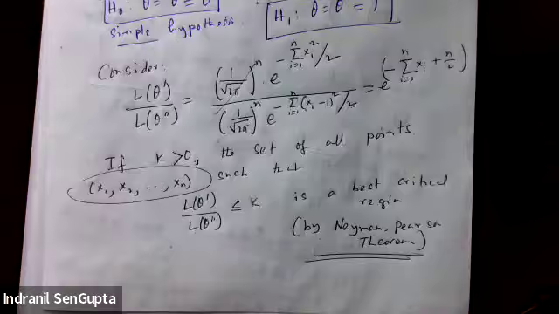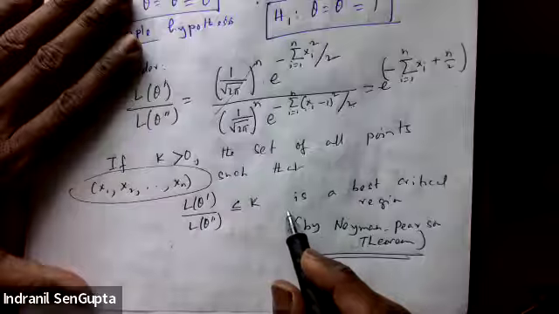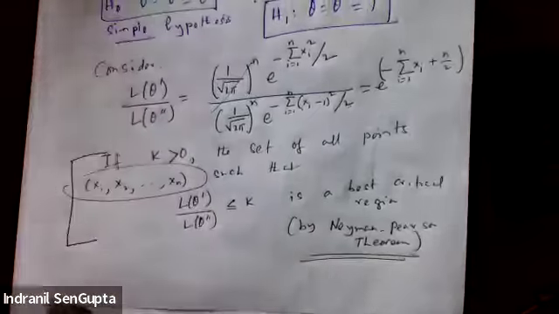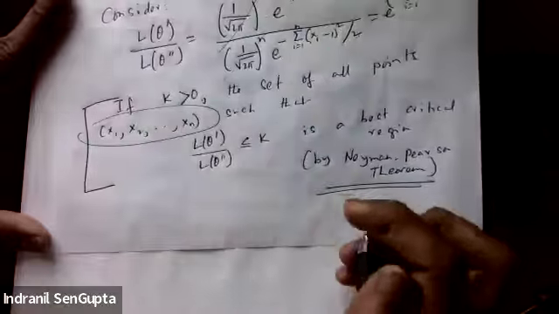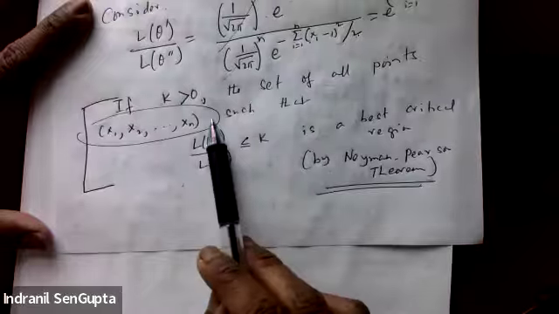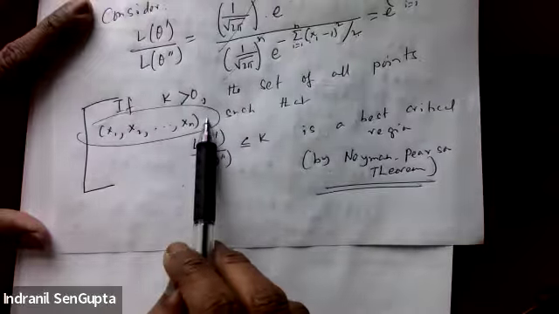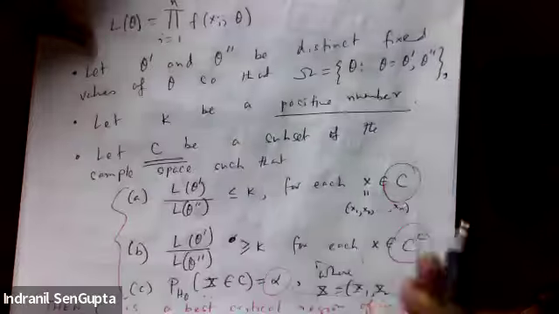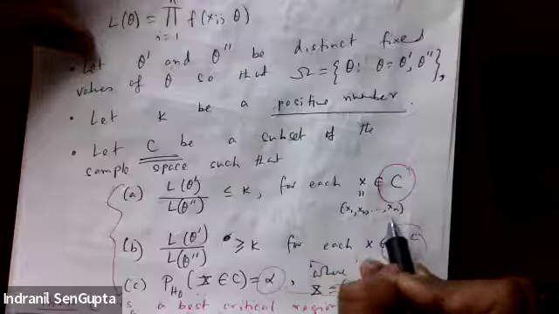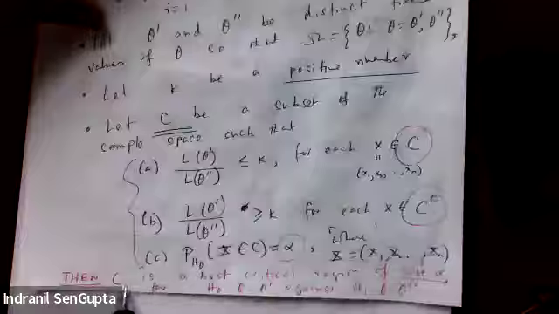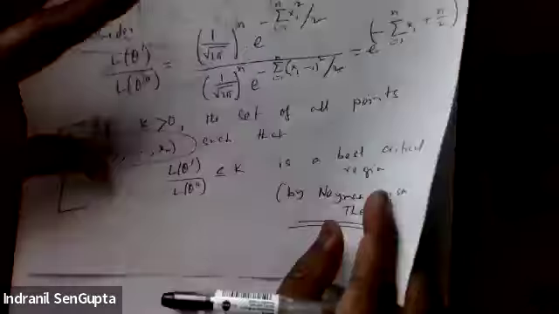So the set of all points so that this quantity is less than or equal to k, that would be a best critical region. Now, this is the fact. Once again, k is bigger than 0, and this is true. So whatever x1, x2, xn satisfies it, we say x is in C. So that means x1, x2, xn in C. Whenever this is true, we call C the best critical region, right? So if you compare that.